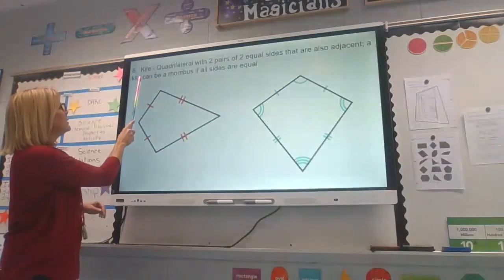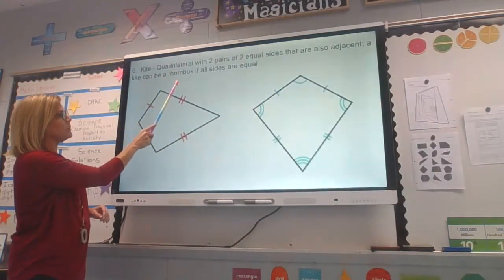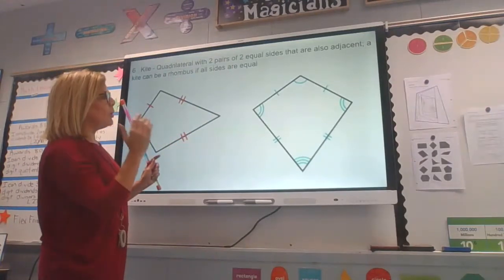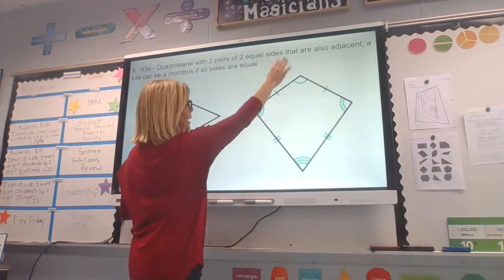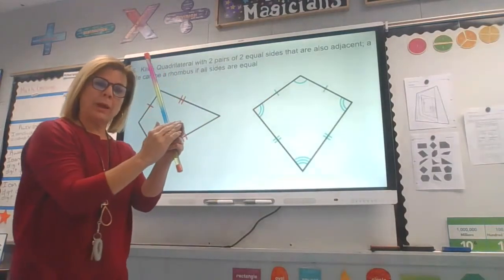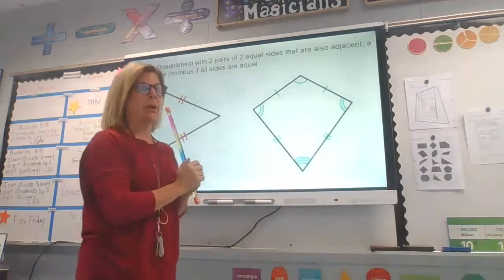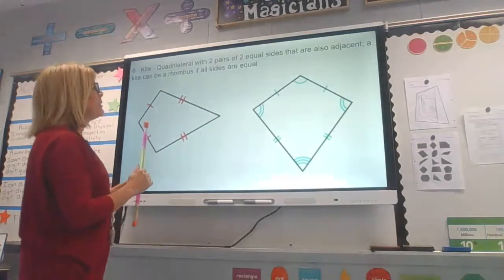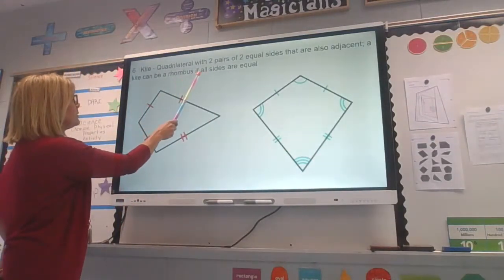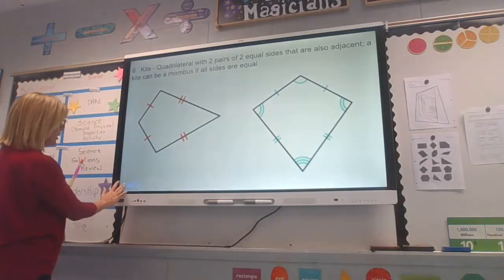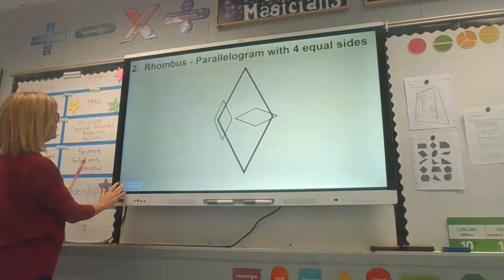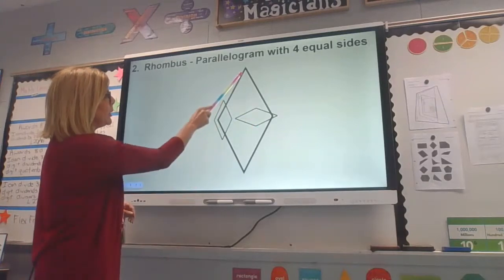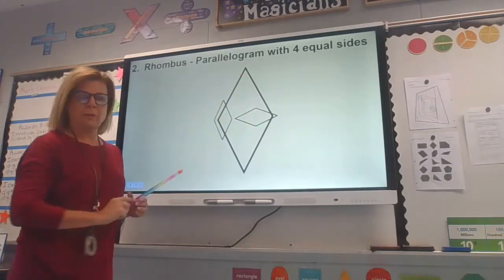A kite can be a rhombus if all sides are equal. So if we stretch that out and made the top of the kite the same size as the bottom of the kite, it could be considered a rhombus. So a kite can be a rhombus if all sides are equal. Let's go back real quick and look at our definition of a rhombus. And here you can see where our sides are equal and it still looks like a kite.